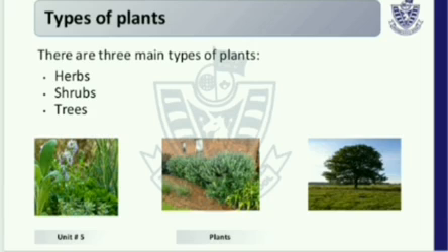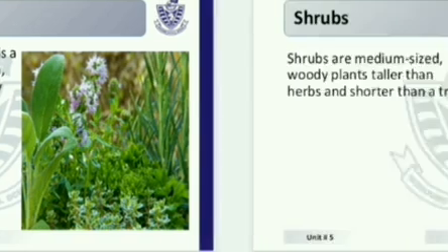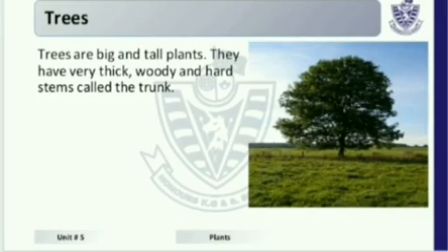Types of plants. There are 3 main types of plants: herb, shrub, trees. Herbs. Starting from the smallest, a herb is a short-sized plant with soft, green, delicate stem without the woody tissues. Shrub. Shrubs are medium-sized woody plants, taller than herbs and shorter than a tree. Trees. Trees are big and tall plants. They have very thick, woody and hard stem called the trunk.